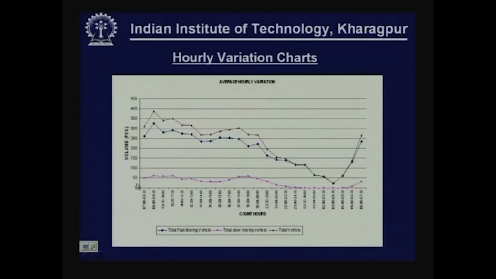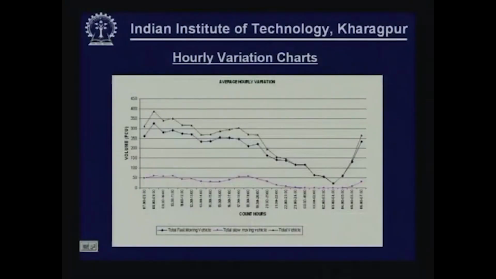It starts from 7 o'clock in the morning and goes to 7 o'clock in the morning the next day, so over 24 hours you see how the traffic volume is changing. I am showing separately the fast moving vehicle and the slow moving vehicle, with the pink one, and the blue line showing the total vehicles. You can show fast moving vehicles, slow moving vehicles, and total vehicles, in number or in PCU, but this is a form in which you present the hourly variation so that one can easily understand.